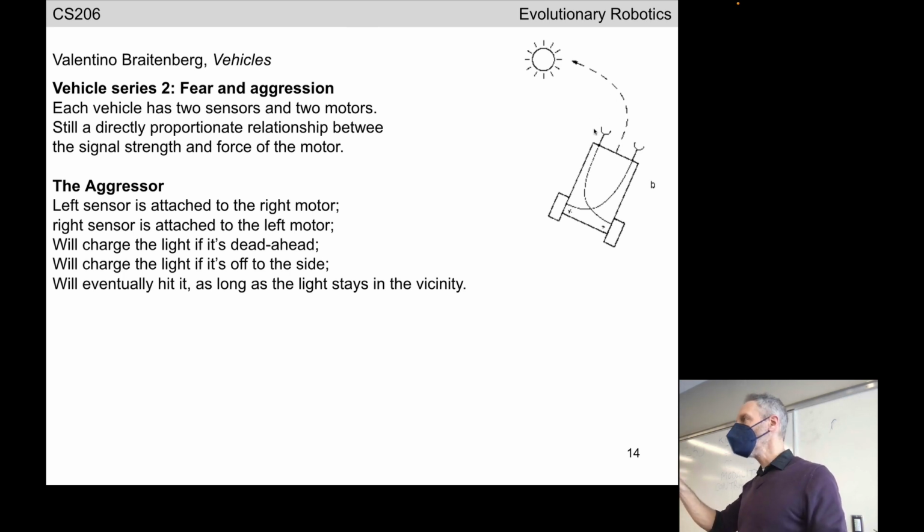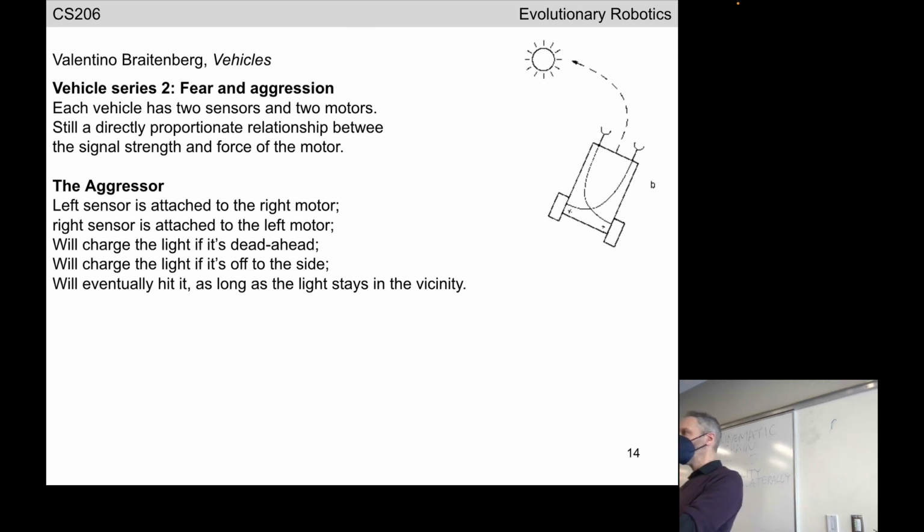Sense: more light is falling on the left sensor. Think: not much thinking here, but there is a stronger signal traveling along this wire than there is along this wire. Act: that means that this stronger signal causes the right wheel to spin faster, which means it turns forward and a little bit towards the light source.